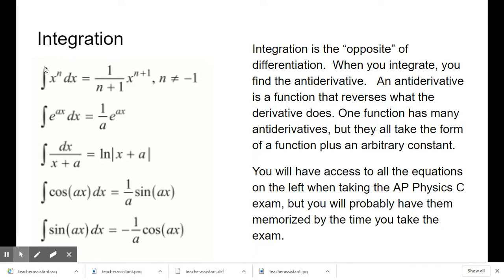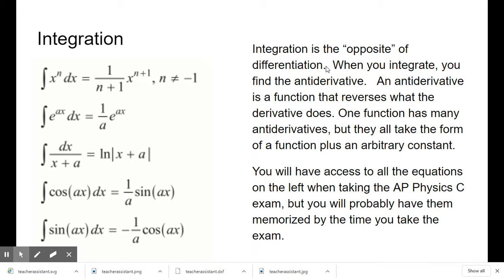All right, so again, this squiggly line means to integrate. And integration is basically just the opposite of differentiation. When you integrate, you find the antiderivative. Okay, so the antiderivative is the function that reverses what the derivative did. Okay, so one function can have a whole bunch of antiderivatives, but they all take on the form of a function plus some constant.